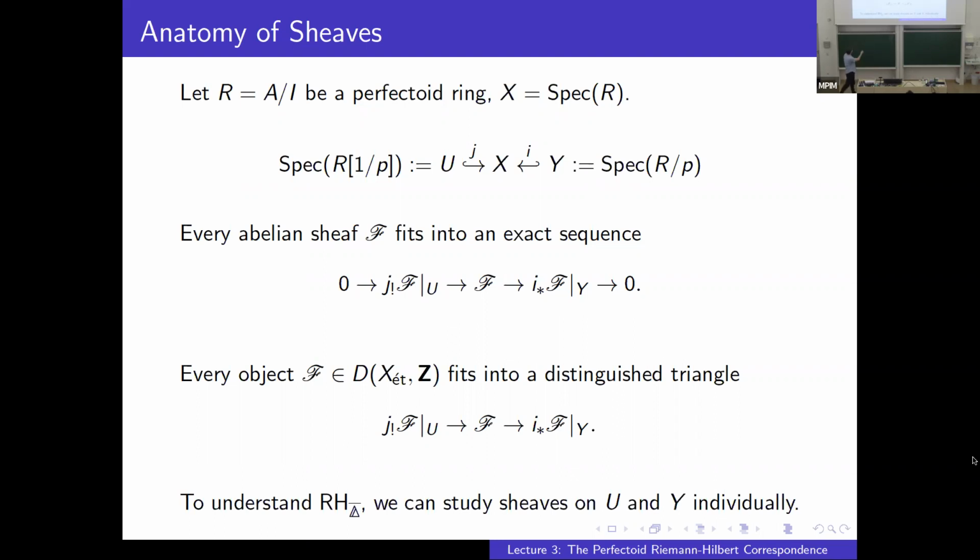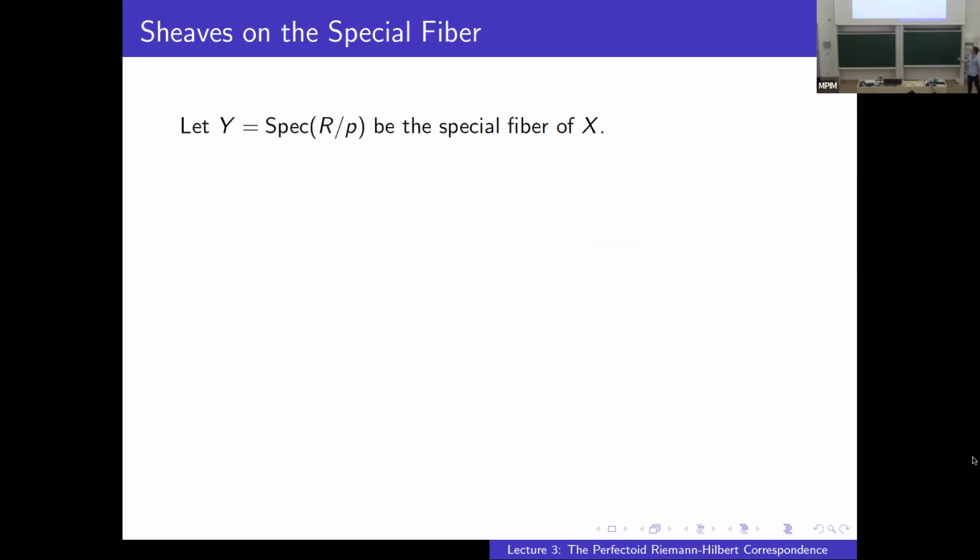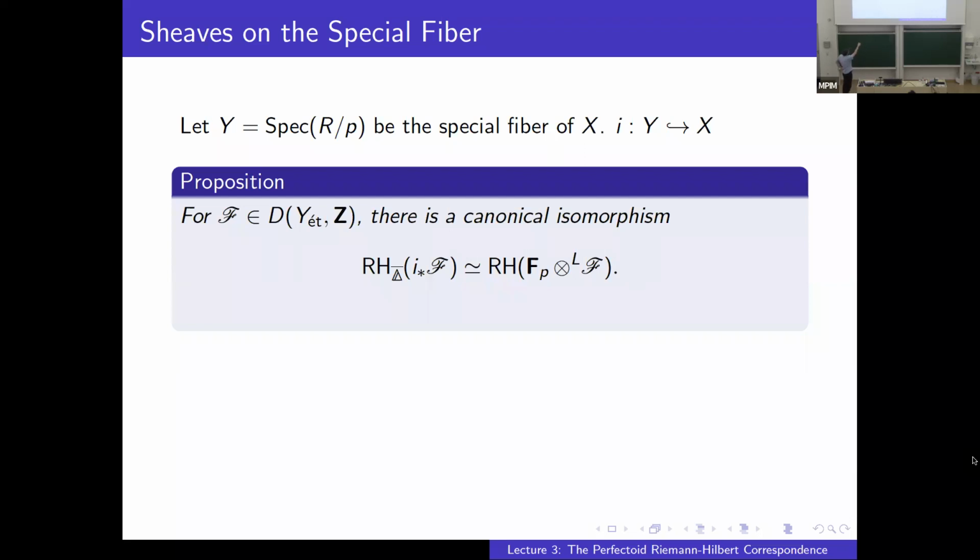So if you want to understand what this RH prism bar is doing, you should ask, what does it do to things supported on U, and what does it do to things supported on Y? So let me first talk about Y, where we've essentially already given the answer. So let Y be the special fiber of X. You have a closed embedding of Y into X. And then for RH prism bar, if you have something that comes from the special fiber, what you do is just take that sheaf on the special fiber, reduce it mod p to get a p-torsion sheaf, and apply the Riemann-Hilbert functor of the preceding lecture. So that would be a Frobenius module over the ring R mod p. And in particular, it's a module over R.